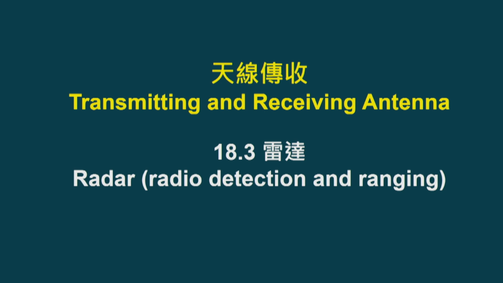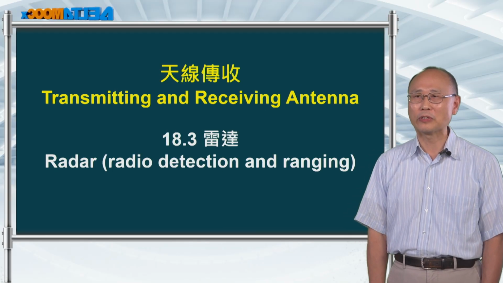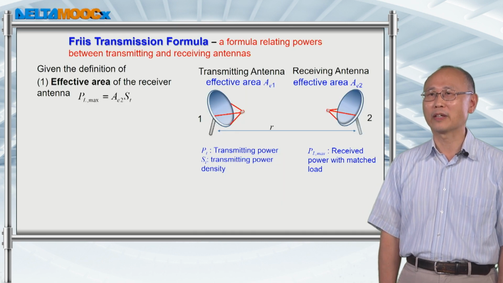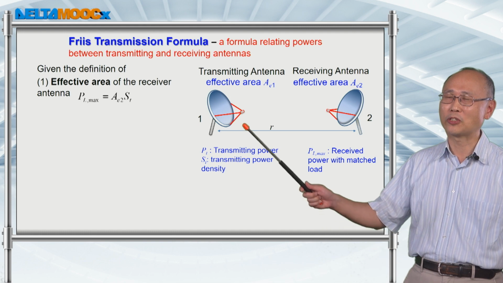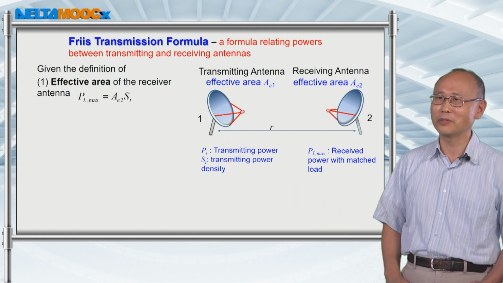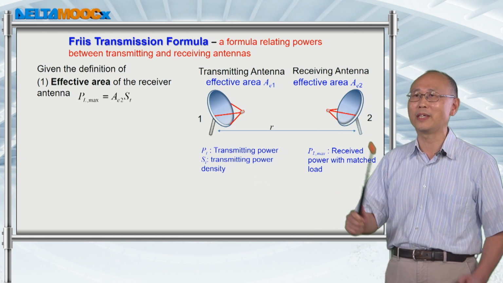In this session, we're going to talk about radar. But before we talk about radar, we still need to know the power relationship between two antennas. So think about we have a situation like this. We have antenna 1, antenna 2, or antenna A, antenna B.